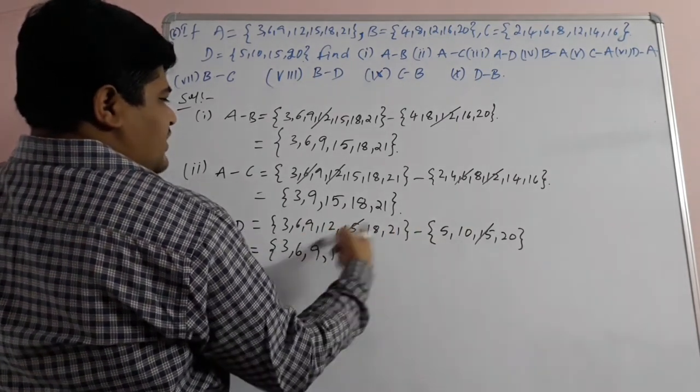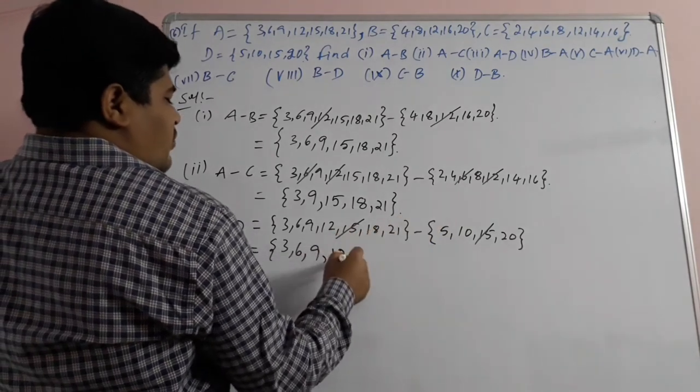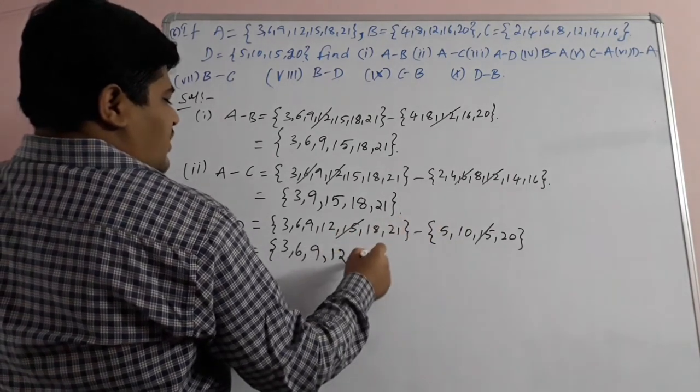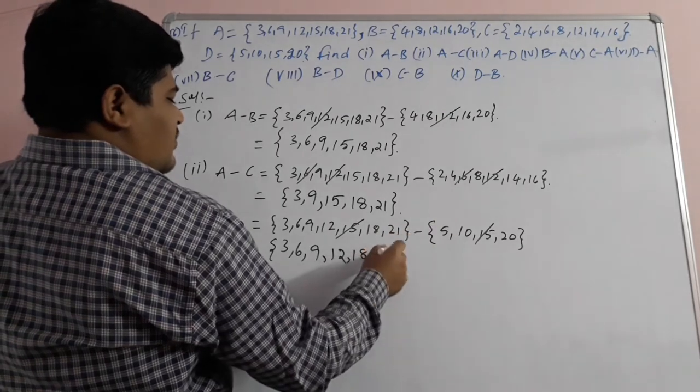15 is there in first and second, you should not take 15. 18 is there only in first set, in second set not there. 21 is there in only first set, in second set not there. So this is the answer, children.